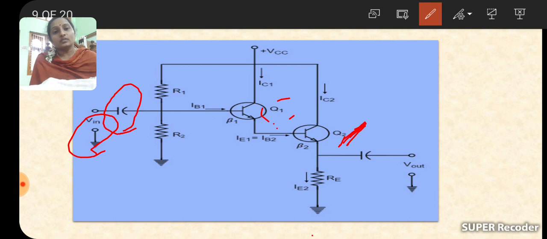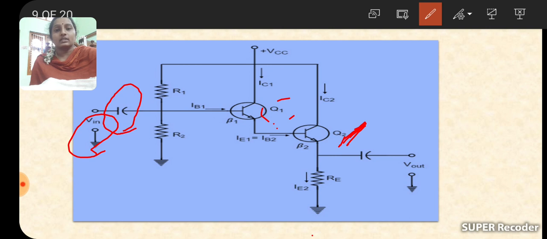Why are we using a capacitor to connect the input to the base of the transistor? Capacitors allow only the AC signal. They block the DC signal. Because of it, it will only allow the AC and block the DC signal. Unwanted disturbance signals must be eliminated so that noise will be reduced. Okay. So next, while coming to the output, we are getting the output across the emitter of Q1.